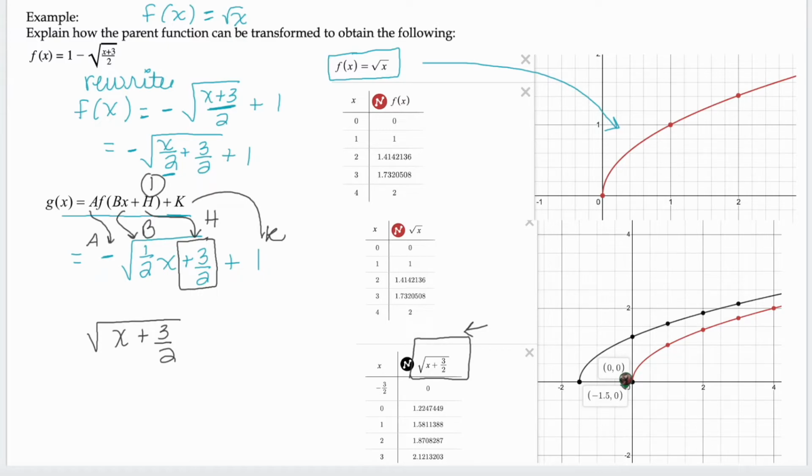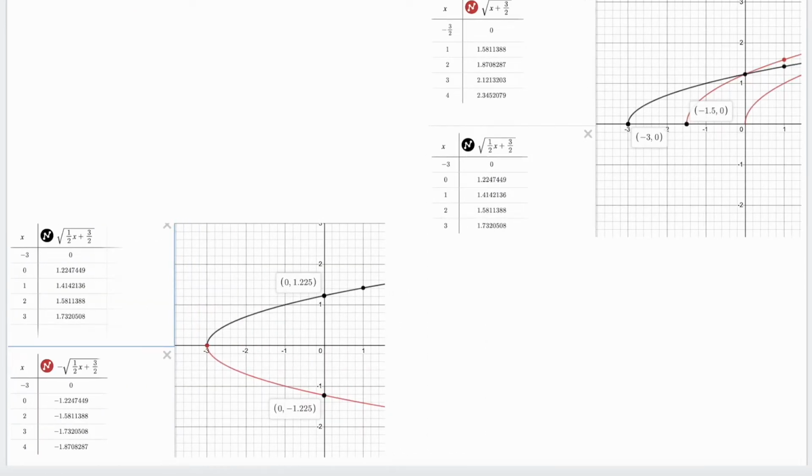As I look at this point (0, 0), I'll have (-3 halves, 0), which was shifted from (0, 0) left 3 halves. This is going to be my new starting point when I look at part 2. Part 2 is going to be the 1/2 in front of x. So we'll do that part next from our starting point.